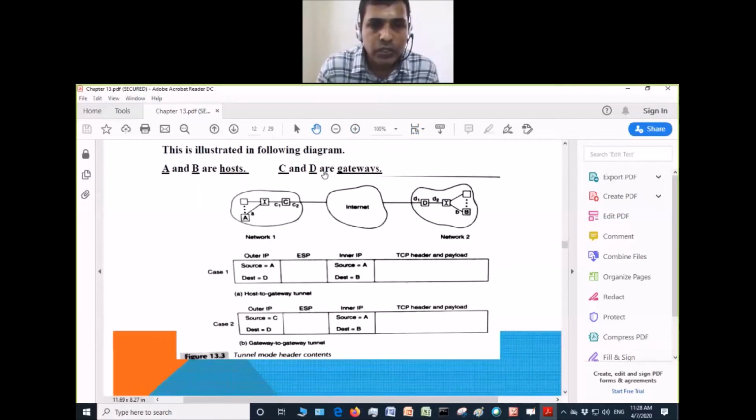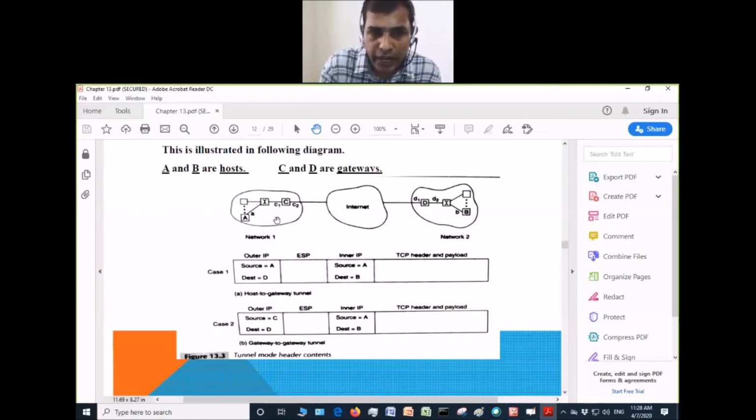See, note the point that A and B are hosts, C and D are gateways. Gateways means they are routers. Assume here A is the sender and B is the receiver. See, this is one network, this is another network, network 1 and network 2, which are connected by the internet. So this is host A, this is host B. Host A may be the sender, B may be the receiver. So we want traffic confidentiality between A and B. That means we don't want to reveal the sender and receiver. So that can be done in these two ways.